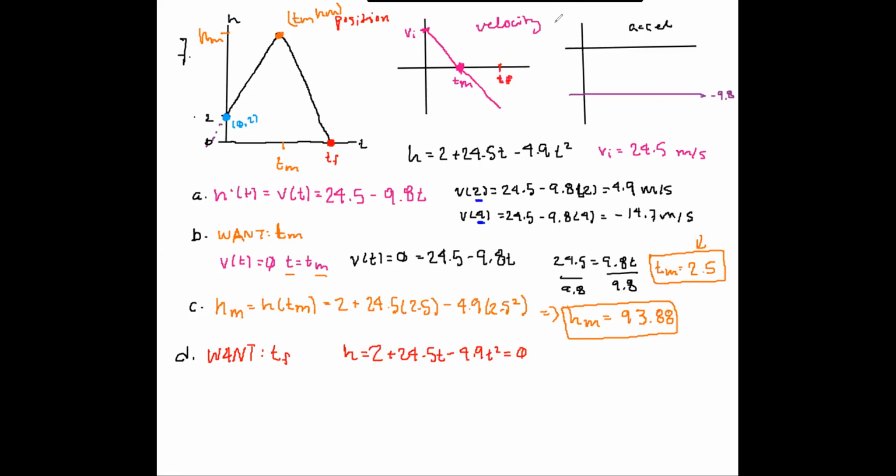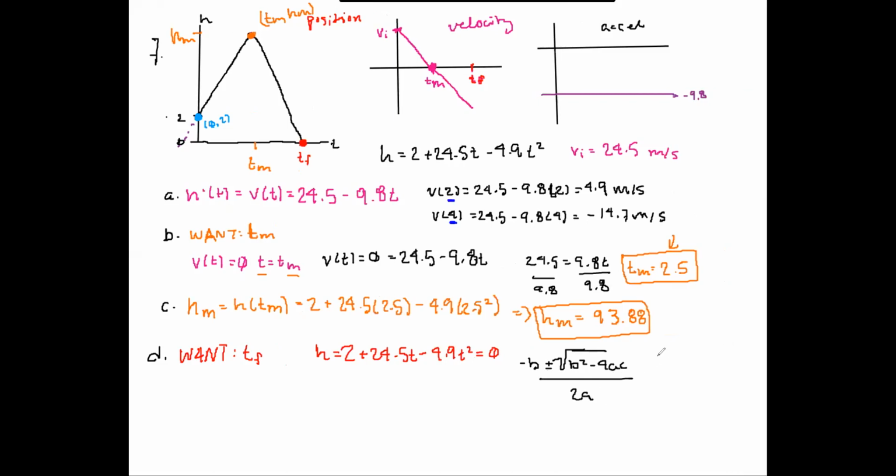First I'd move 2 over to the other side. I wouldn't do that. I would just use the quadratic formula. Oh, we can rearrange that. I don't know if you remember the quadratic formula. I hope I do. I'm pretty sure it's negative b plus or minus the square root of b squared minus 4ac, over 2a. Yep.